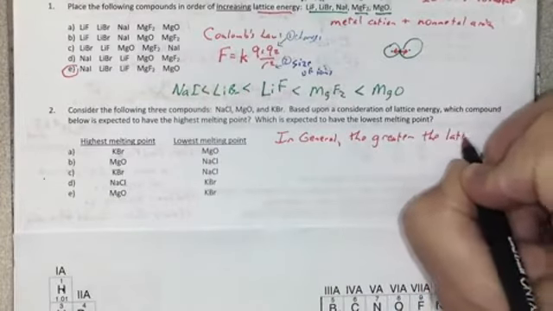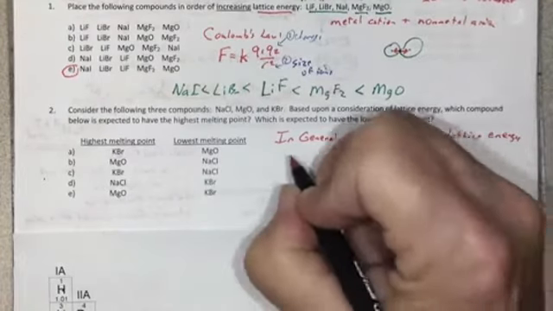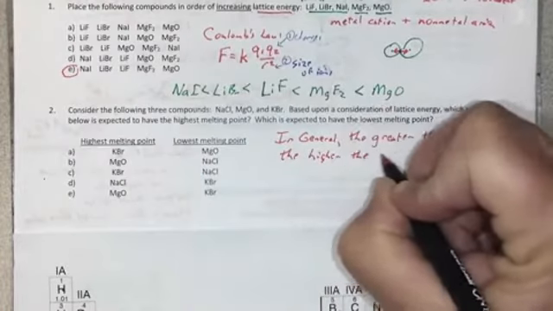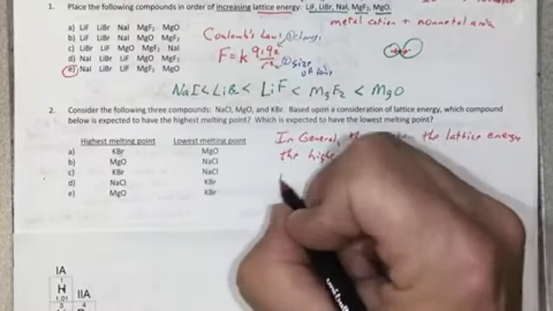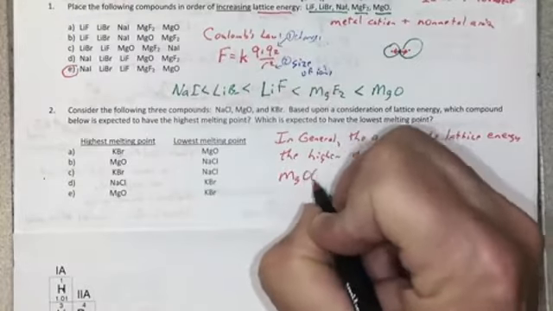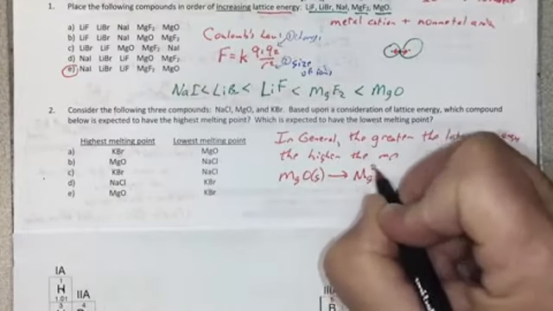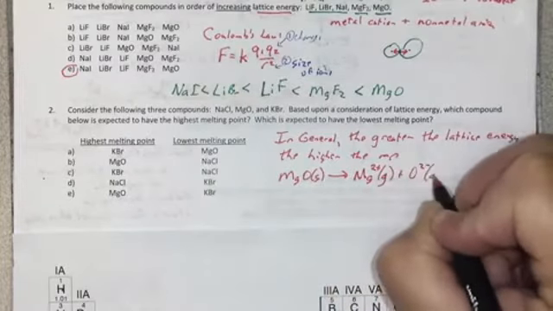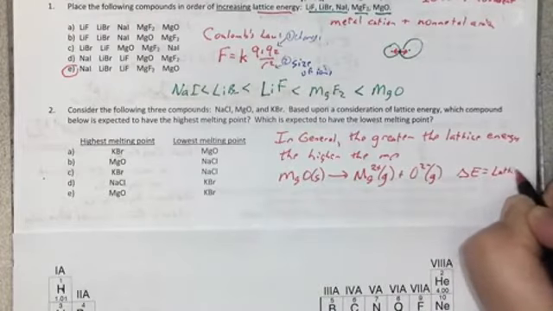Remember, lattice energy is the energy required to remove ions from each other. The greater the lattice energy, the higher the melting point. So if I were to look, for example, at magnesium oxide, if I have solid magnesium oxide, how much energy would it take to blast this apart into gas phase ions far removed from each other? The delta E here is equal to the lattice energy. That's called the lattice energy. It's the energy required to blast these apart.